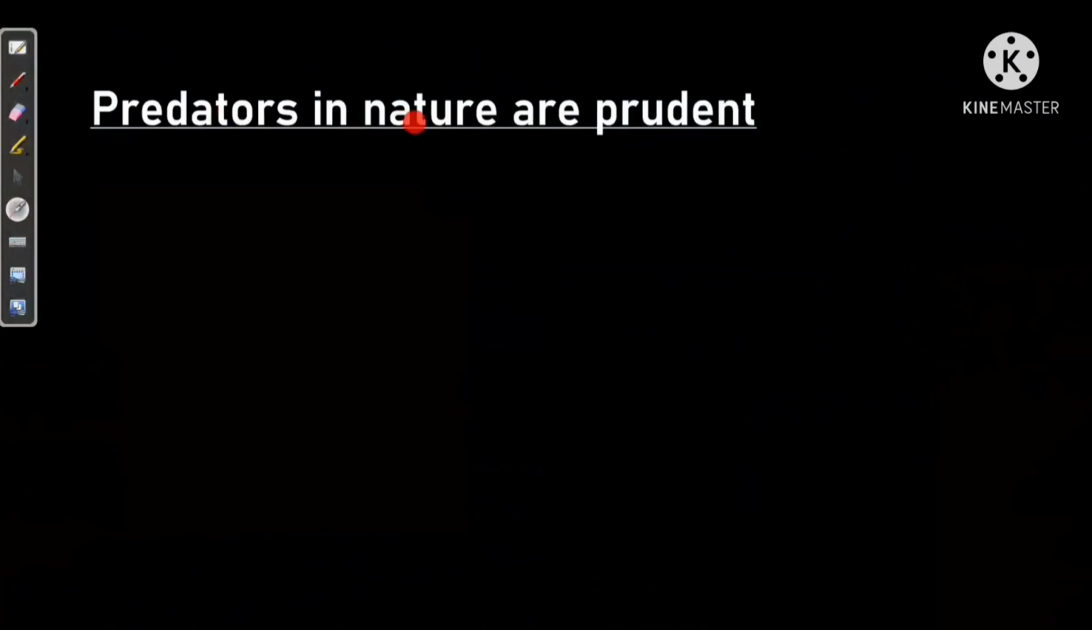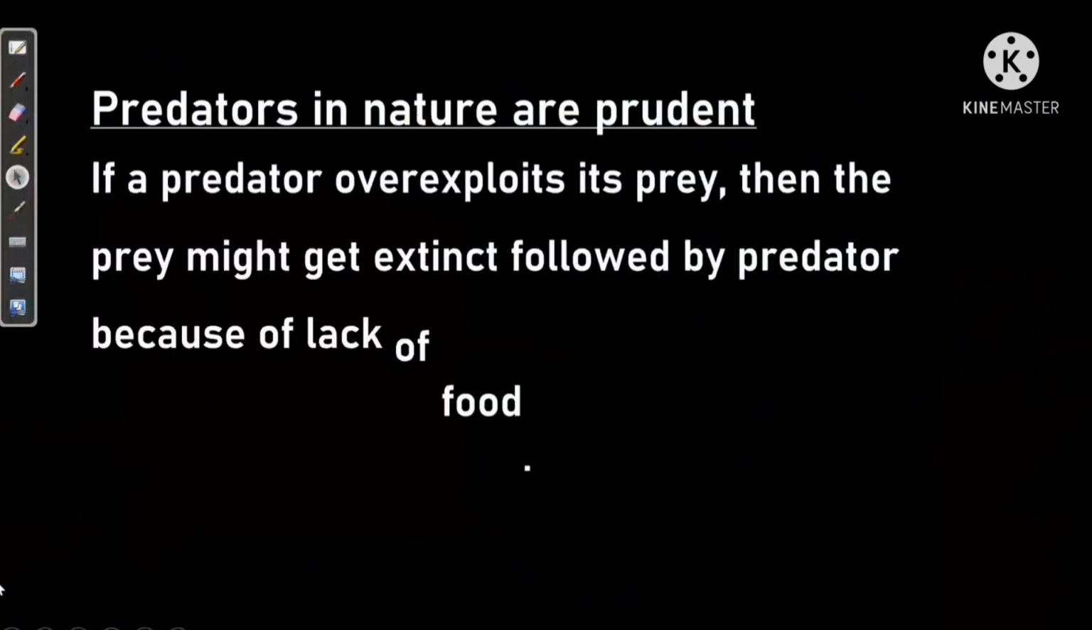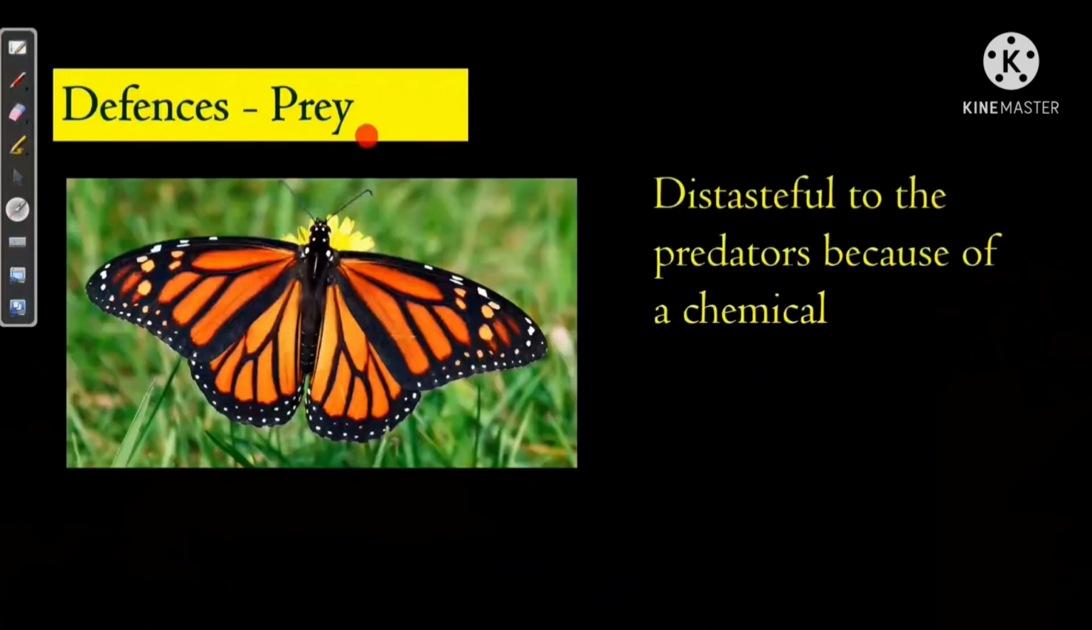The predators in nature are prudent, which means that they cannot overexploit the prey. That is because if a predator overexploits its prey, then the prey might become extinct, followed by the predator because of lack of food. Now, the prey organisms also have adopted some defense mechanisms so that they won't be eaten up by predators. For example, the monarch butterfly.